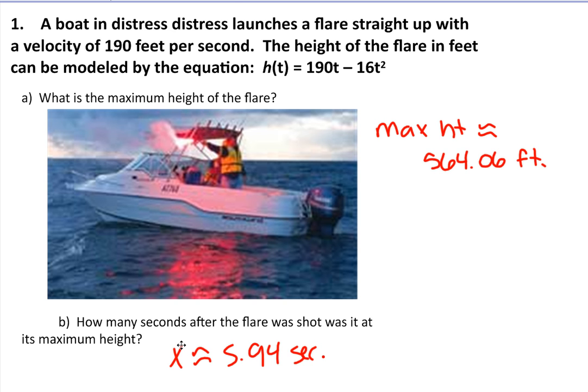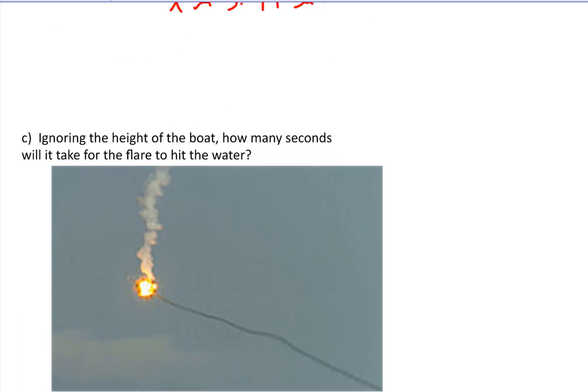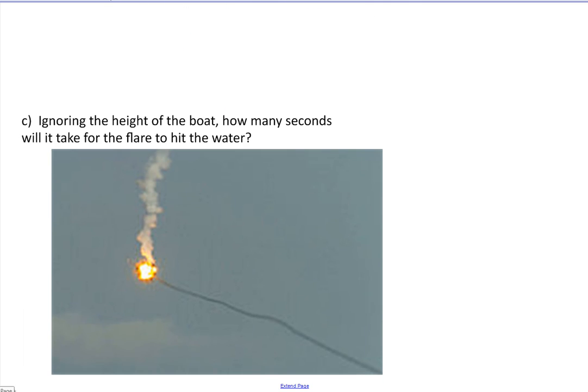Then the last question for this problem says, ignoring the height of the boat, how many seconds will it take for the flare to hit the water? So they want us to assume the boat starts at 0 because we don't know about the height of the boat. So I'm looking for when it hits the water. When it hits the water, the distance would be 0, right? So I'm going to plug that in. I want to find h of t equals 0.